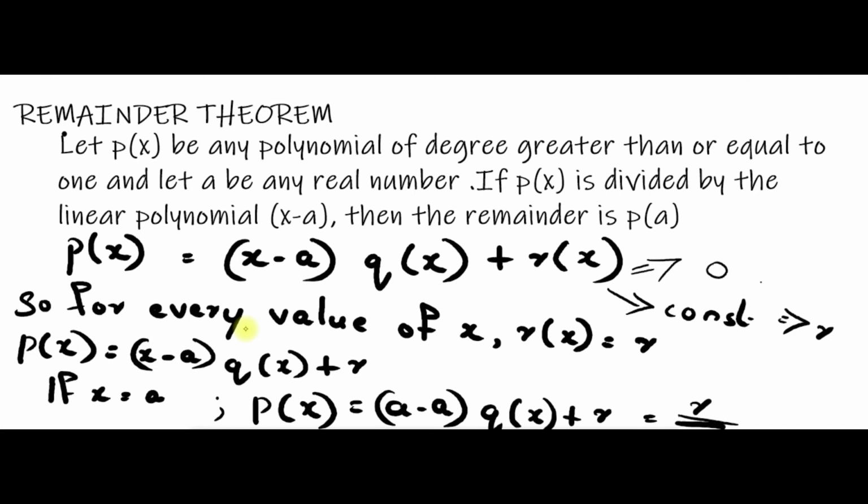So, the remainder theorem states that if p of x is any polynomial of degree greater than or equal to 1 and a is any real number, if p of x is divided by the linear polynomial x minus a, then the remainder is p of a, since we are putting x is equal to a in p of x.